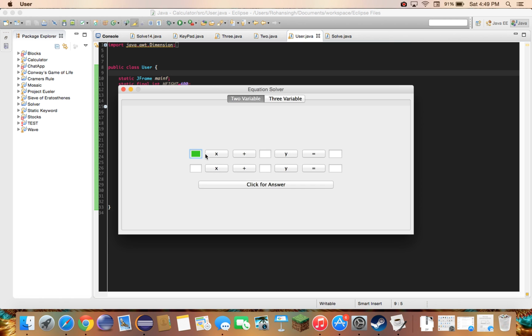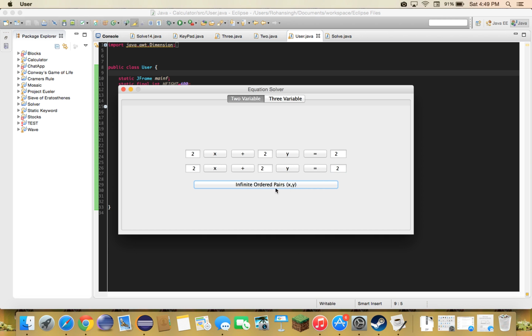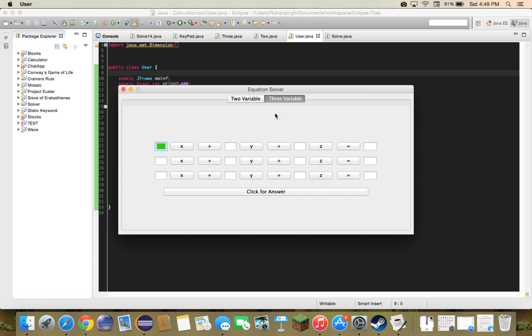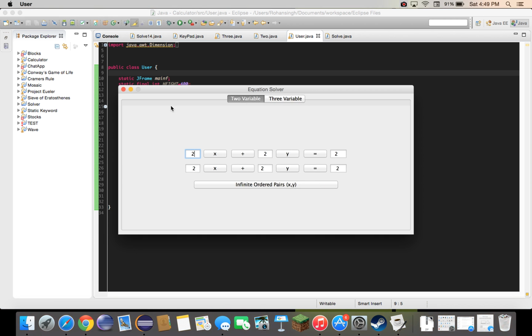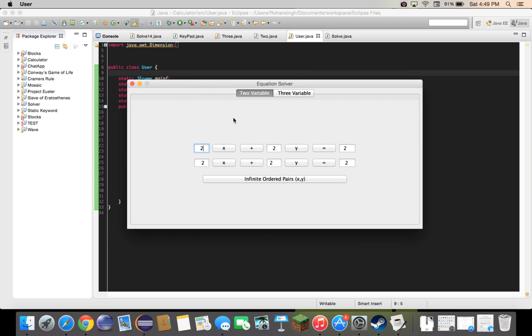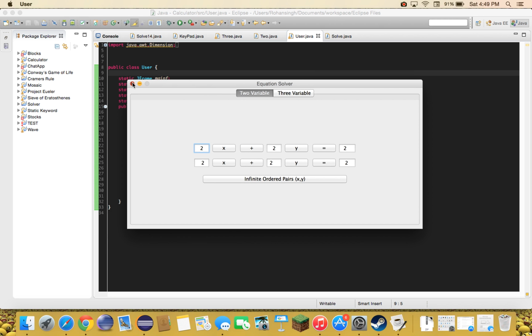I want to show you another thing. So 2x plus 2y equals 2, and 2x plus 2y equals 2. Obviously, this is the same equation. We could also have said 4x plus 4y equals 4, same equation. So it'll give you an infinite amount of solutions, so infinite ordered pairs x and y. And that also applies for 3-variable equations. So that is what I'll be teaching you how to make in this series.